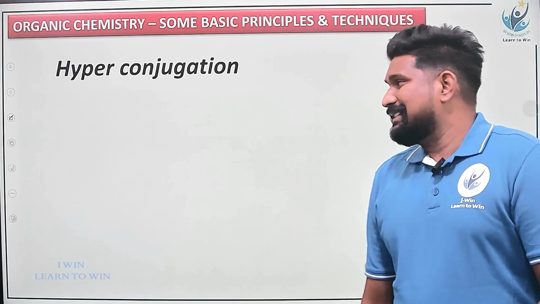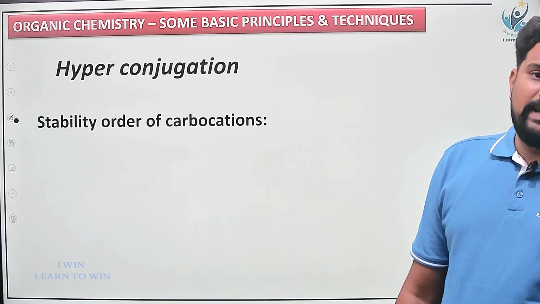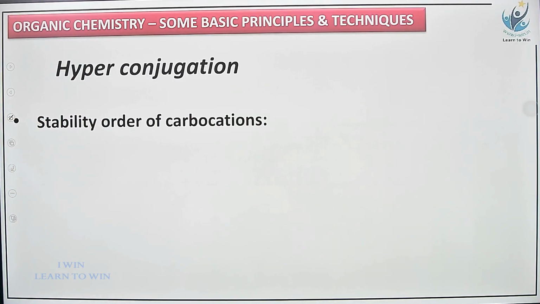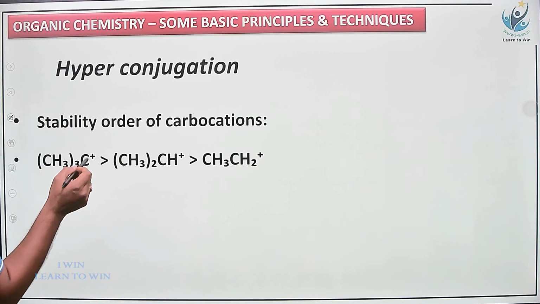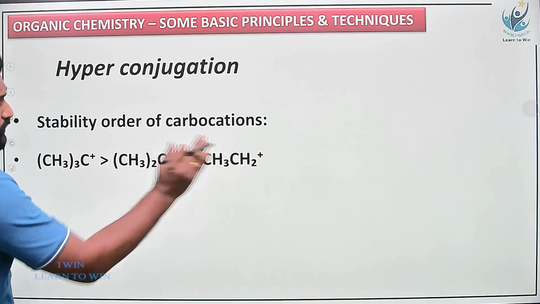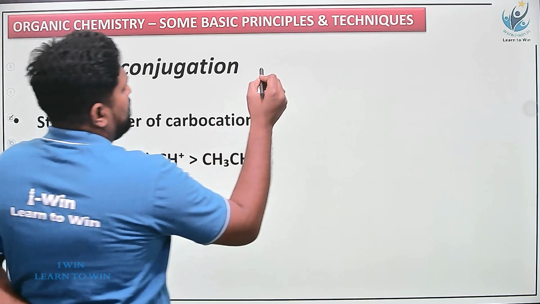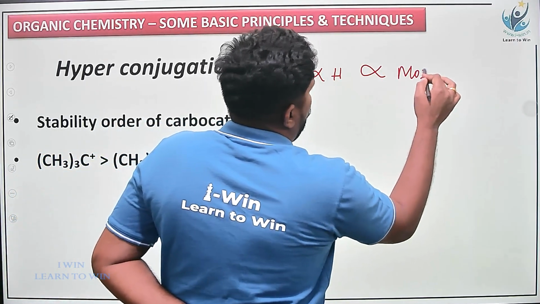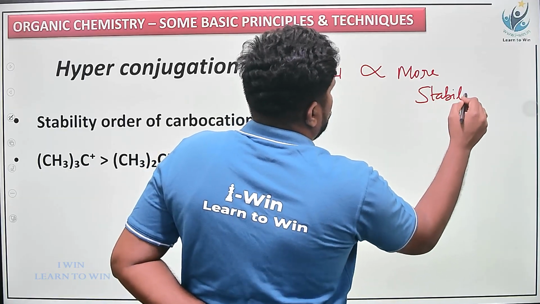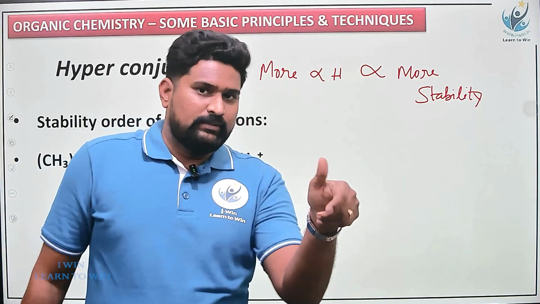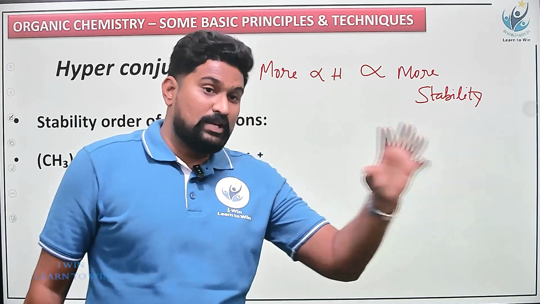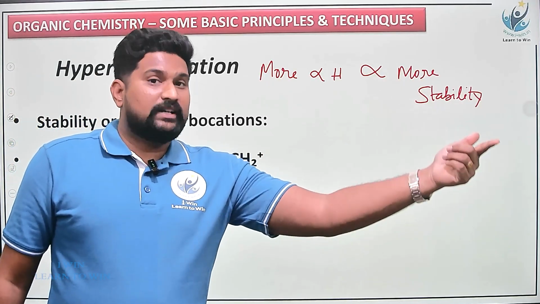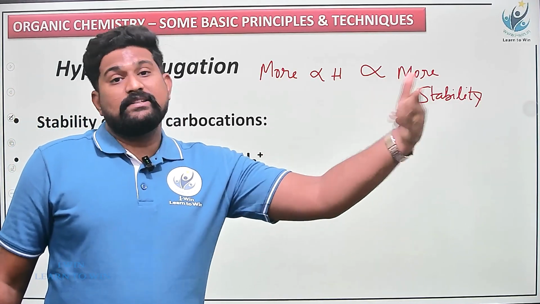Now, hyperconjugation gives us information about what, my dear students? What are the applications of hyperconjugation? The first application is the stability order of carbocations. Here CH3C+ is a carbocation, and here is also a carbocation, and here too. Now look, my dear students, more alpha hydrogens means more stability. More alpha hydrogens means more hyperconjugation can happen, because if there are 4 alpha hydrogens, 4 resonating structures can happen. If there are 6 alpha hydrogens, 6 resonating structures happen.